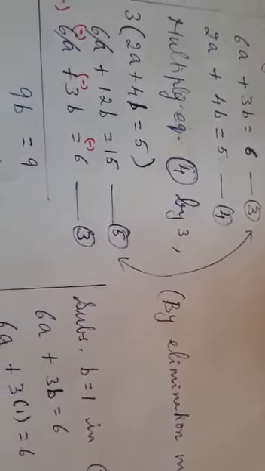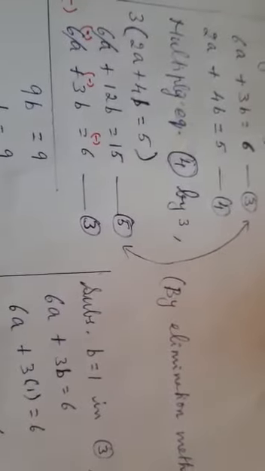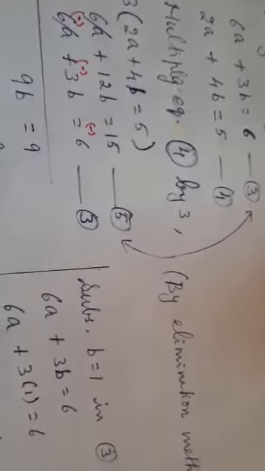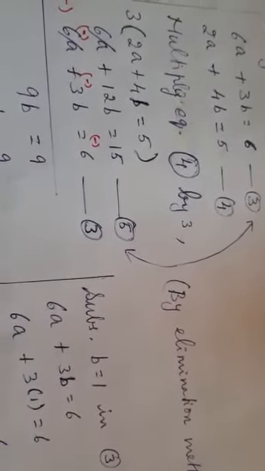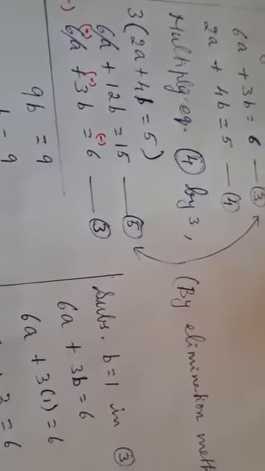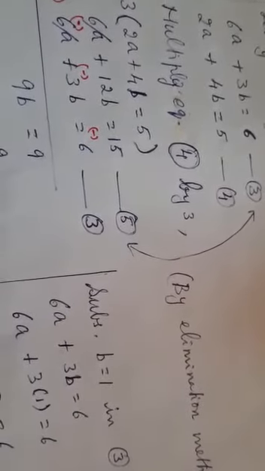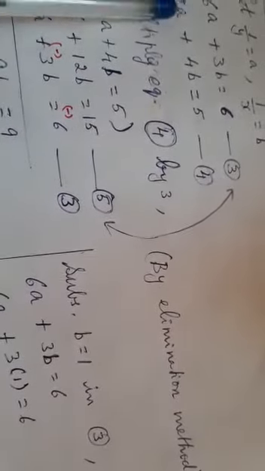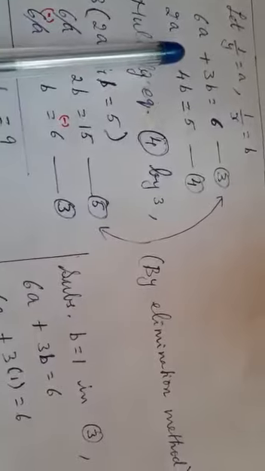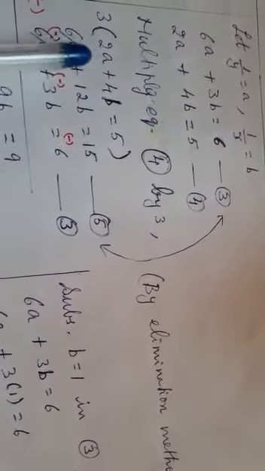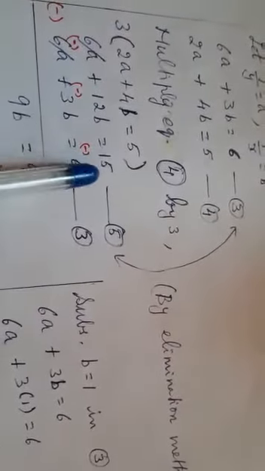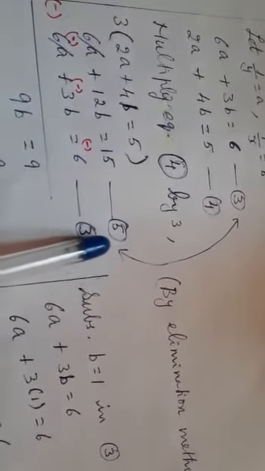Now we have got two equations. In this, we can use the cross multiplication method, substitution method or elimination method. Here I am using the elimination method. To use elimination, one term should be the same. So I am multiplying equation 4 by 3, so that I get 6 here also. So the first term can be eliminated. So I get 3 into (2a + 4b) = 5. So I get 6a + 12b = 15. I am taking this as fifth equation.